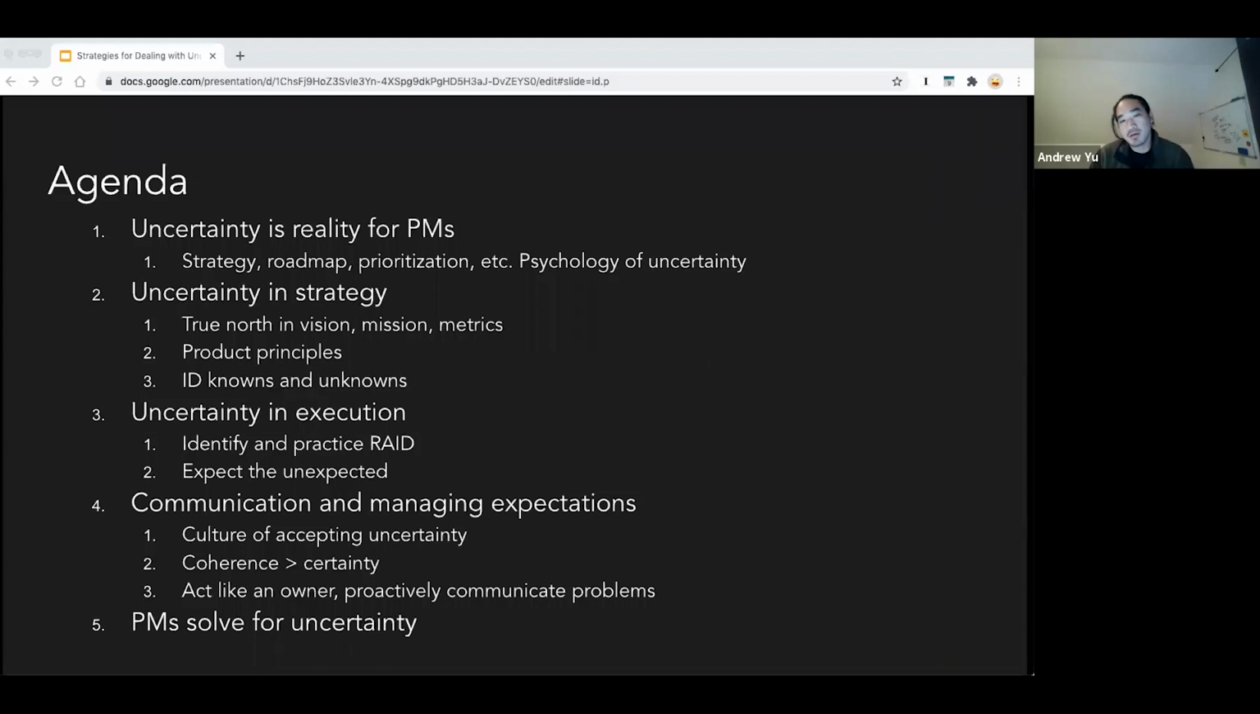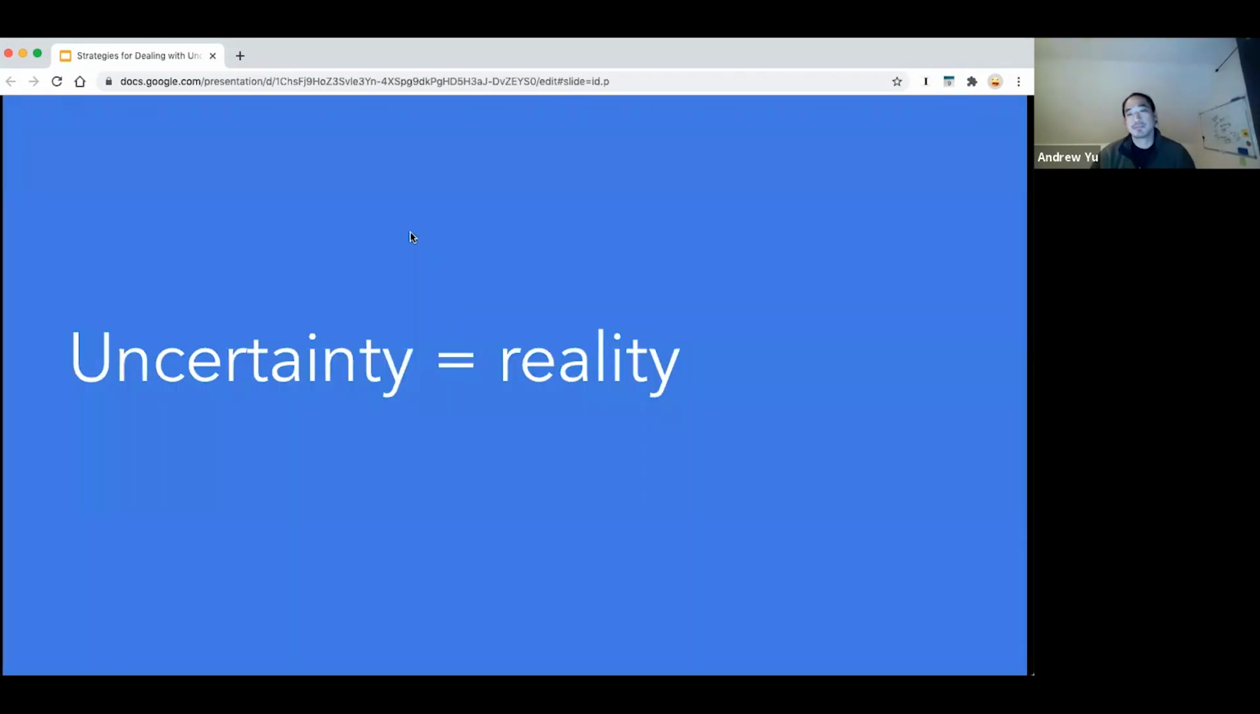Then we'll talk about, in my opinion, what is the most important part of all this, which is communicating. So general communication and managing expectations, given that we have all this uncertainty, and how having a culture of accepting uncertainty, whether that be at your company or your individual team, can actually help. And how it's not about certainty, really, it's about coherence. And we'll talk a little bit about that. And we'll close with a nice, fun note, which is that as PMs, what we're really doing is solving for uncertainty for our users. All right, so let's get into it.